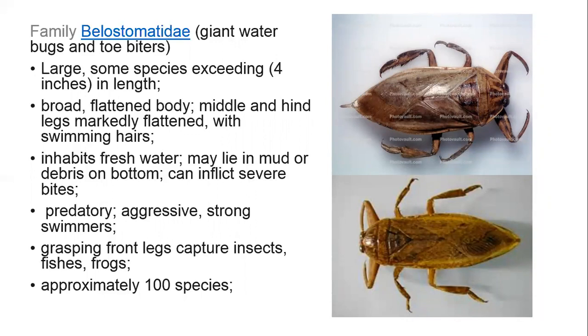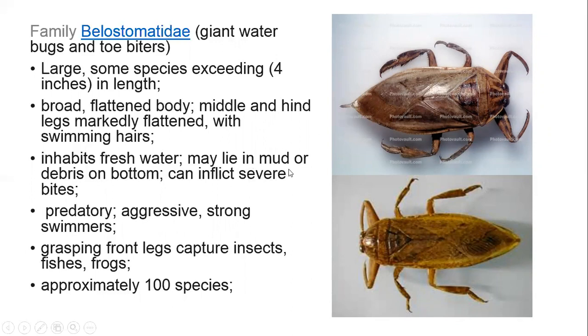Belostomatidae, that is called giant water bug, the largest member of the Heteroptera, are found in this family. About 4 inches in length, with a broad, flattened body, middle and hind legs flattened with swimming hairs, brownish, oval and somewhat flattened. Antennae four segmented, posterior legs adapted for swimming, the tibia flattened and fringed with hairs, abdomen with two retractile apical appendages.